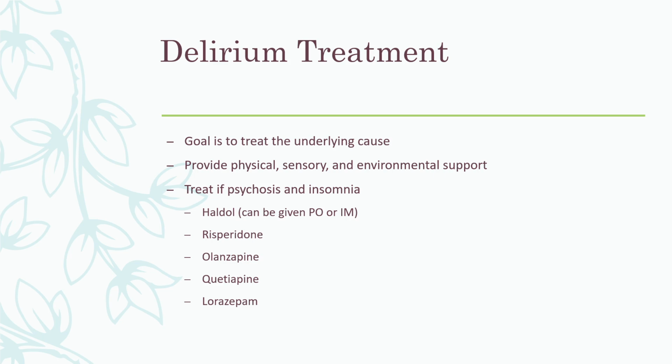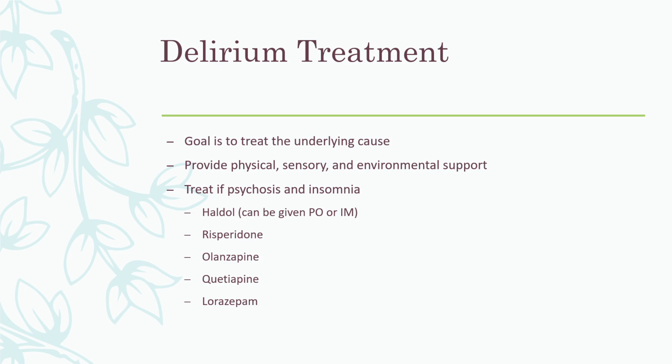Treat the urinary tract infection, and if the confusion and the change in behavior and mood goes with it, then obviously this was delirium. If it continues, and if there is a history, maybe this is dementia. But you've got to treat the underlying cause, okay? We also need to provide physical, sensory, and environmental support. Treat if there is psychosis and insomnia along with delirium.